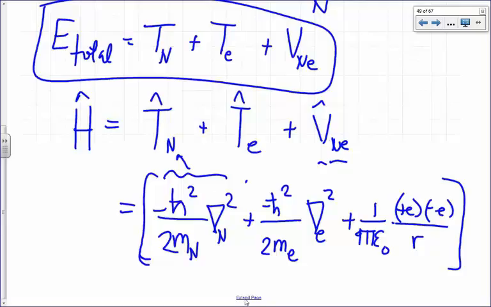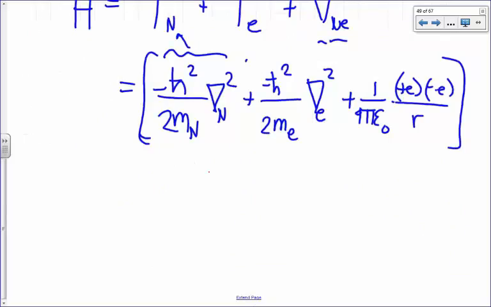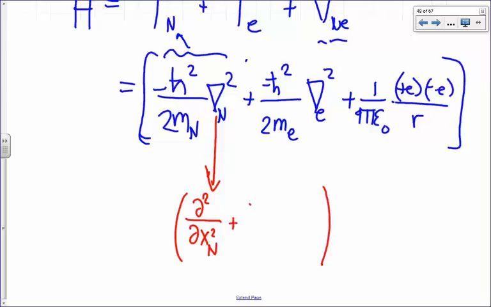Now, if I wanted to write it in full, what would you have to do with this one? This would have to be written as what? A del squared operator is the sum of the second derivatives with respect to each coordinate. So this is the partial derivative with respect to the x coordinate of the nucleus, right? Plus the second derivative with respect to the y coordinate of the nucleus, plus the second derivative with respect to the z coordinate of the nucleus.